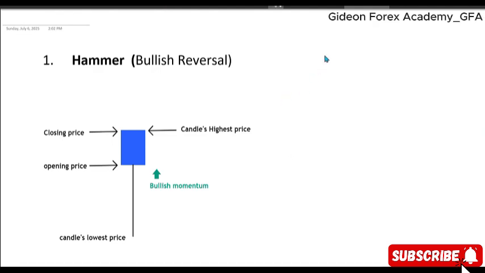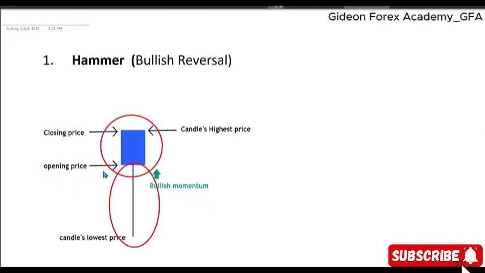You are looking at a hammer candlestick pattern, all right? It looks like this. So this is the body, okay? And this is the wick. This long part here is the wick of that candlestick.